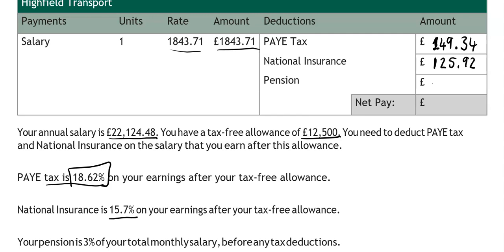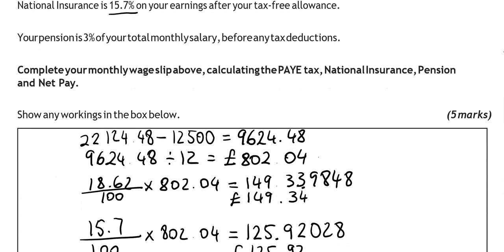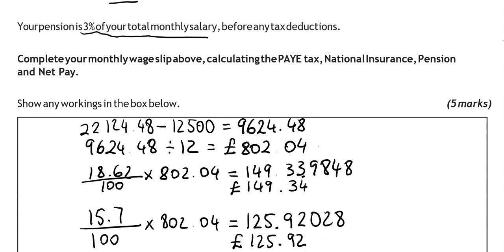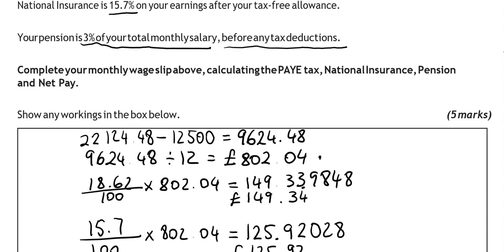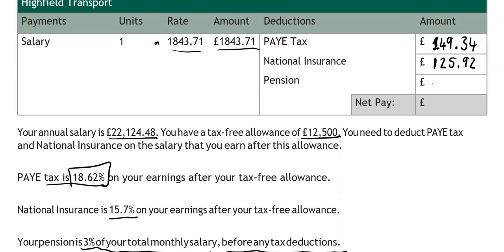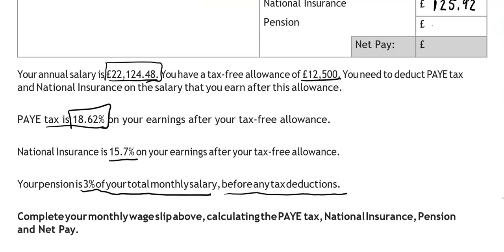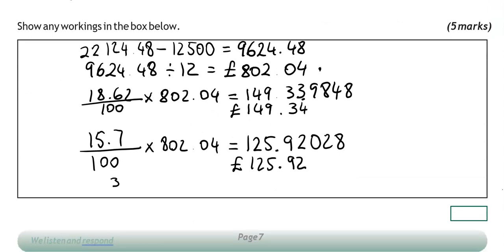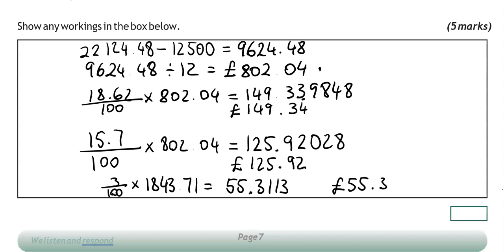Now we've got to work out the pension contribution, which is 3% of your total monthly salary before any tax deductions. So this is not 3% of this amount, but it's 3% of this amount, 1,843, which is the annual salary divided by 12. So we'll work it out. 3 out of 100 times 1843.71 is 55.3113, and in terms of money that is £55 and 31 pence.